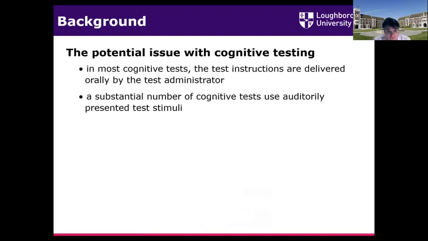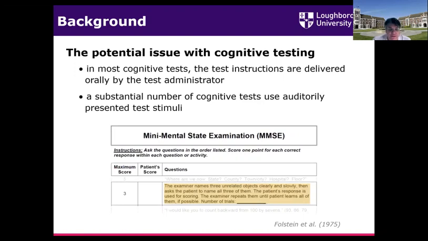For example, here's an excerpt from one of the most widely used cognitive screening tests, the Mini-Mental State Examination, or MMSE. And as you can read for yourself, hopefully, in this item, the test administrator is required to name three objects and then ask the patient to repeat back the names. So here we have both the instructions and the test items being presented verbally. Now, your guess is as good as mine as to the reasons for using an auditory format for a cognitive test. I suppose that this choice makes the test more convenient and universally usable, as no equipment or support is required for its administration.